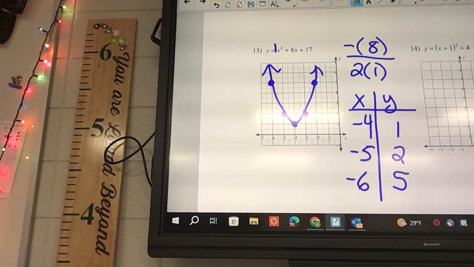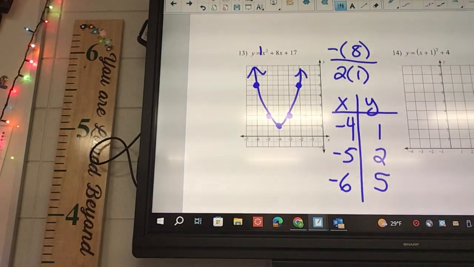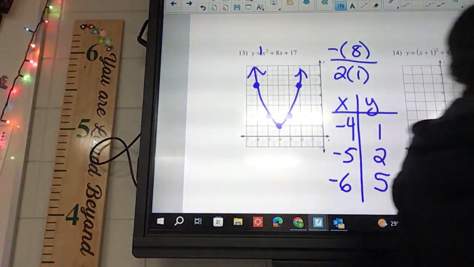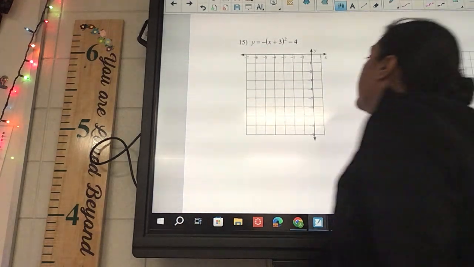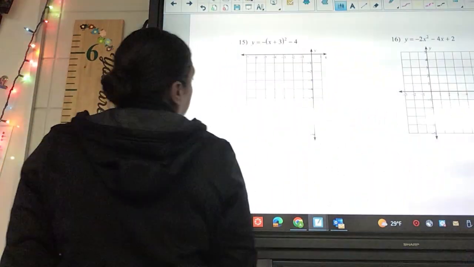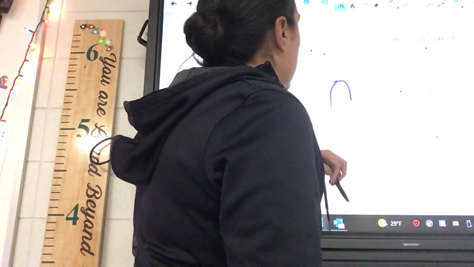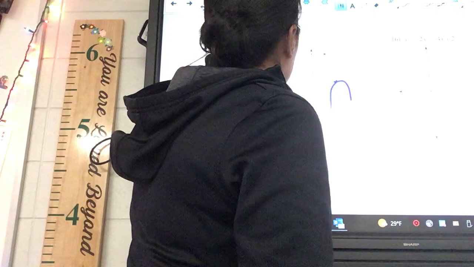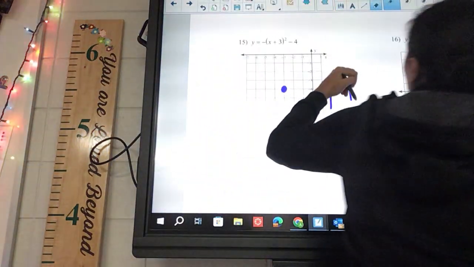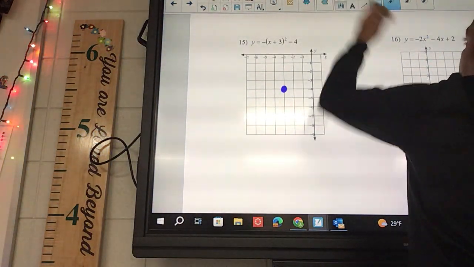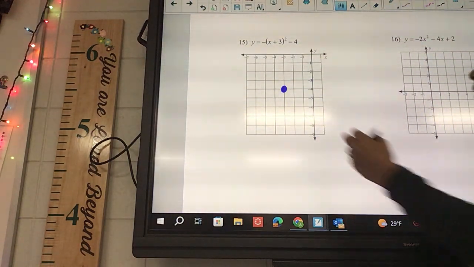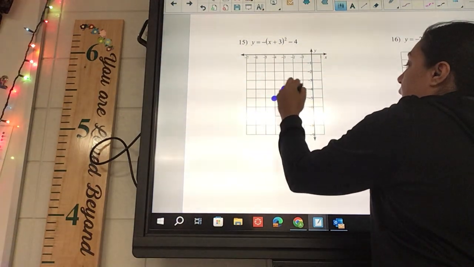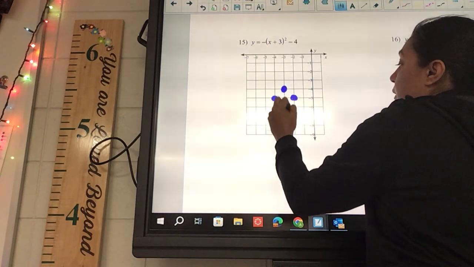Okay, last one, 15. What does the -4 do? Go down 4. What does the +3 do? Go to the left 3. Should we be drawing over here ever? No. Don't do it, okay? I'm gonna get mad. Does this graph open up or down? Down. What's the slope? 1. Okay, so we're gonna go down 1 over 1, and down 4, 1, 2, 3, 4 over 2.